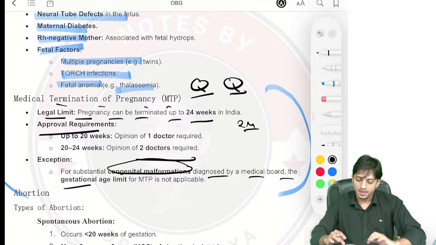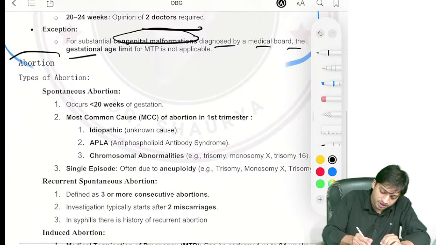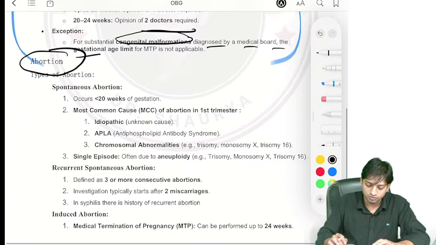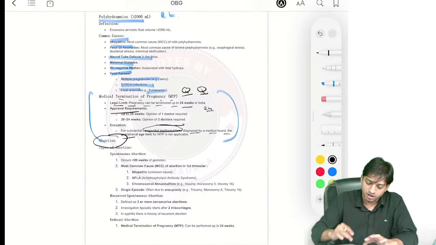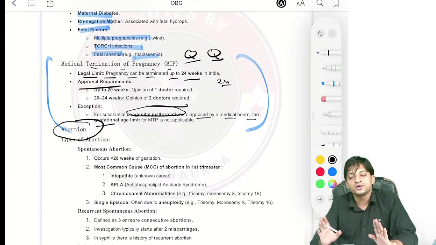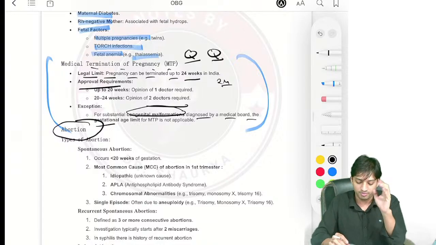Right? Now, listen to me very carefully. Coming to another topic, that is abortion. In abortion, you will see you have different types: spontaneous, recurrent spontaneous, induced abortion, threatened abortion. We will be discussing every question and important point one by one.